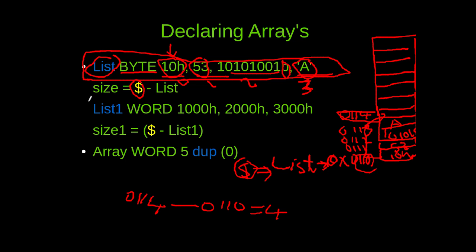Now if I go to list 1, this is another way to declare an array, by having the size as word. This is the other way. Word meaning taking 2 bytes each element. So those 2 bytes are going to be what?